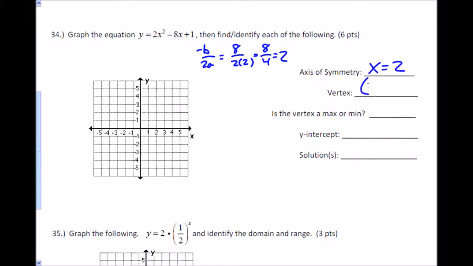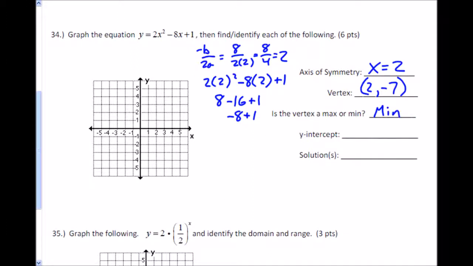The vertex, the x value is 2. Remember, that's the same thing, opposite of b over 2a. To find the y value, I have to plug that 2 back in. So I plug it into my equation. That's 2 squared, which is 4. That's going to give me an 8 minus 16 plus 1. That's a negative 8 plus 1, which is a negative 7. So that's my vertex. In terms of maximum or minimum, since the a value is positive, it means this thing opens up, which means I have a minimum value.